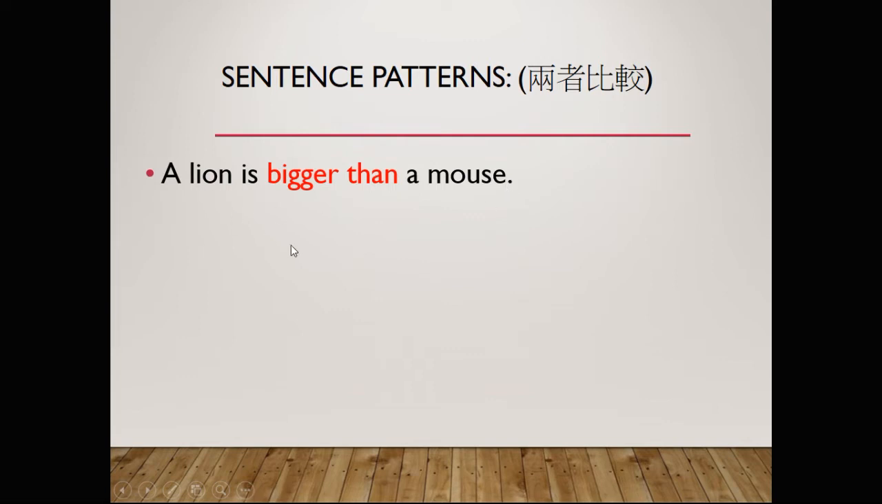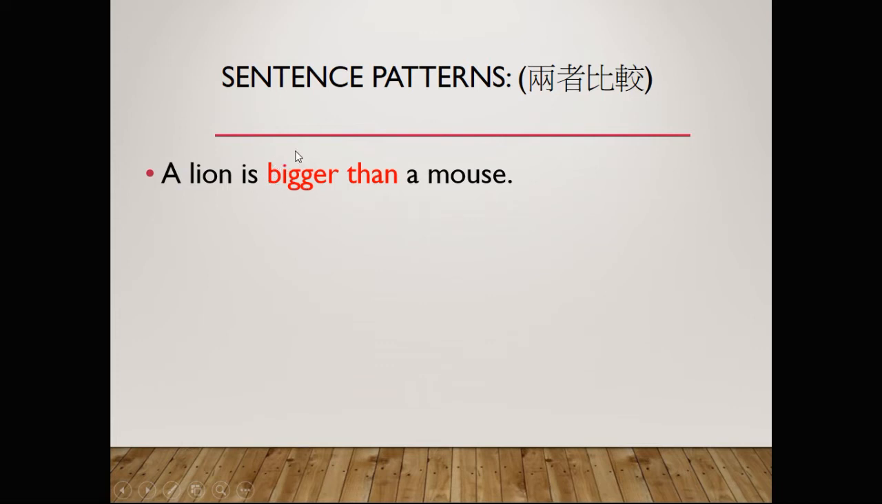For example, a lion versus a mouse. John versus Peter. A flower versus a plant. A chair versus a desk. With the same quantity and of the same category. Alright? So, a lion is bigger than a mouse.